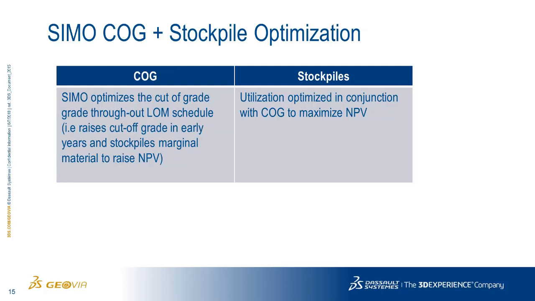With that distinction, another big step to improve the NPV is to perform some optimization on both cutoff grades and stockpiles. And those go hand in hand, okay? Because the goal, as we were talking about with SIMO, is to optimize the cutoff grade throughout the life of mine schedule. So generally speaking, we're going to try and raise the cutoff grade. If we have a good ore supply, then maybe we can process exclusively a higher grade and stockpile some more marginal material for later years to move forward the cash flows, okay?